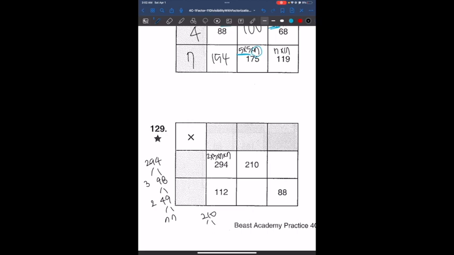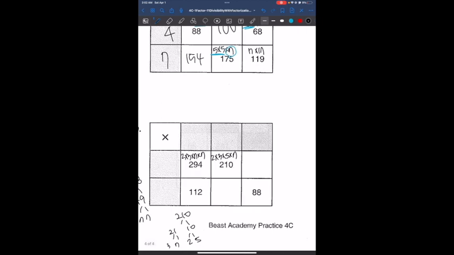210 can be expressed as 21 times 10, so 3 times 7 and 2 times 5, so 2 times 3 times 5 times 7. 88 can be expressed as 2 times 2 times 2 times 11, and 112 can be expressed as 2 times 2 times 2 times 2 times 7.